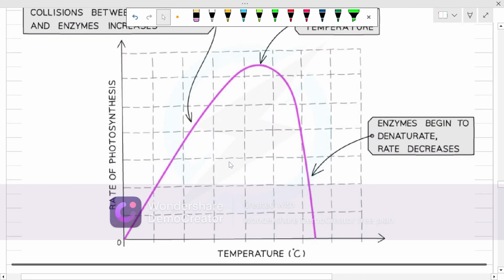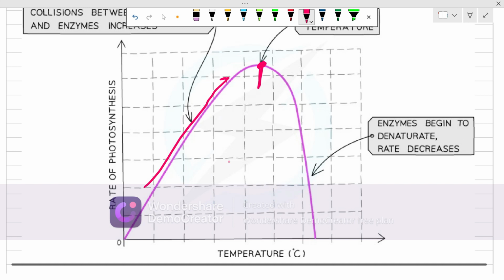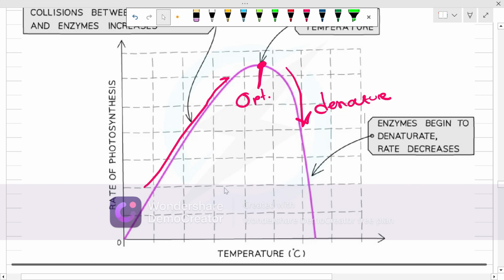So in this graph, as the temperature is increasing, the rate of photosynthesis is increasing up to the optimum temperature, where the rate of photosynthesis is at its optimum. After this, increasing the temperature will cause the enzymes to denature and reduce the rate of photosynthesis.